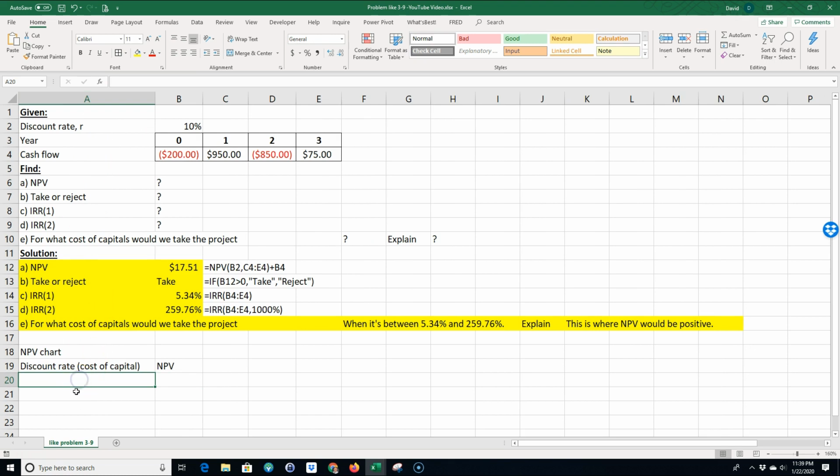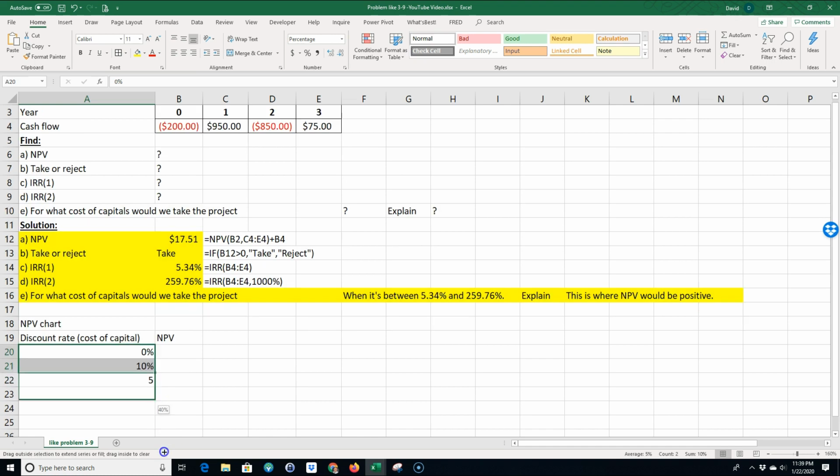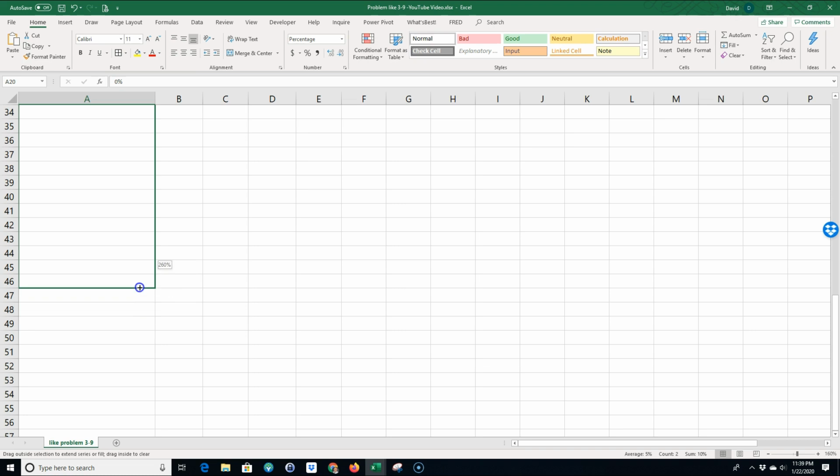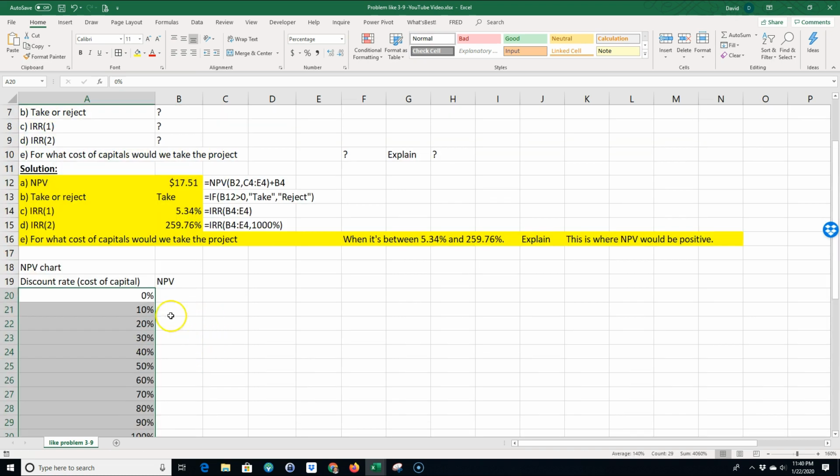Okay. So we're going to do different discount rates. We'll do 0%, 10%. Now we know we need to go all the way up to above 259%. So we'll take this down. Now Excel's got some intelligence built into it. So I'm going to highlight the first two. I'm going to copy this down until maybe, let's do 280%. Okay. And we want to know the NPV at each one of the cost of capital.